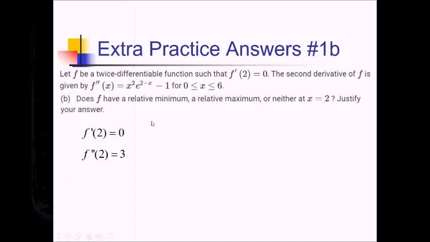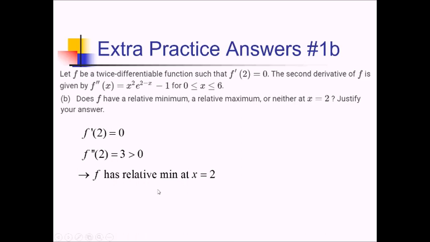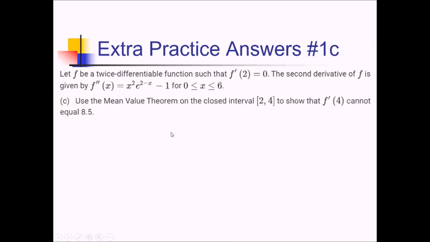Interesting. Well, the important thing about this is that 3 is a positive number. If the first derivative is 0 and the second derivative is positive, that tells us we have a relative min at x equals 2 by the second derivative test. For this part of the problem, they're asking us to use the mean value theorem on the interval from 2 to 4 to show that f prime of 4 cannot equal 8.5.